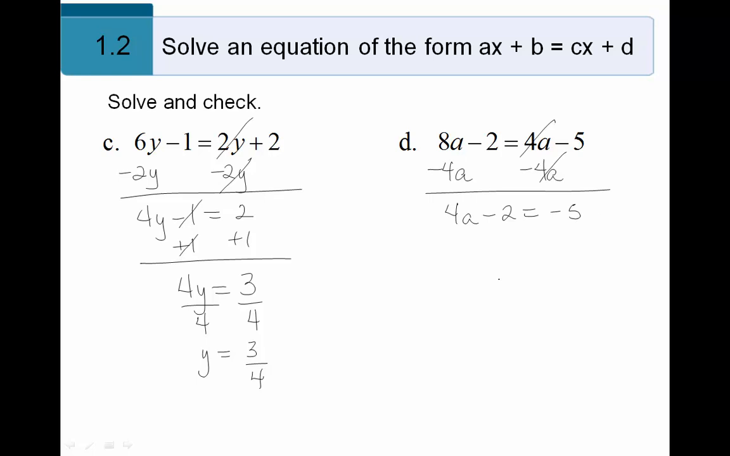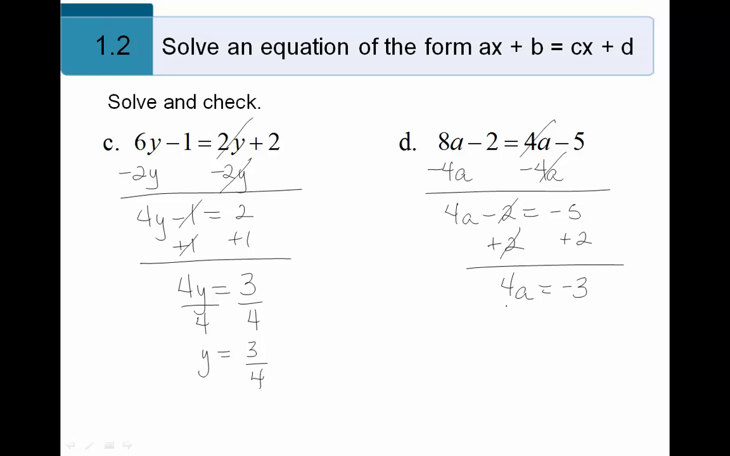Since in step 2 we moved all the variables to the left, in step 3 we have to move all the numbers to the right. To accomplish that, we need to get rid of that negative 2, so we'll put a positive 2 on both sides of the equation. Combining the numbers, negative 2 and positive 2 cancel one another out, so we're left with 4a equals. On the right-hand side, negative 5 and positive 2 is negative 3. With the variable on one side and the number on the other, we've accomplished steps 2 and 3.